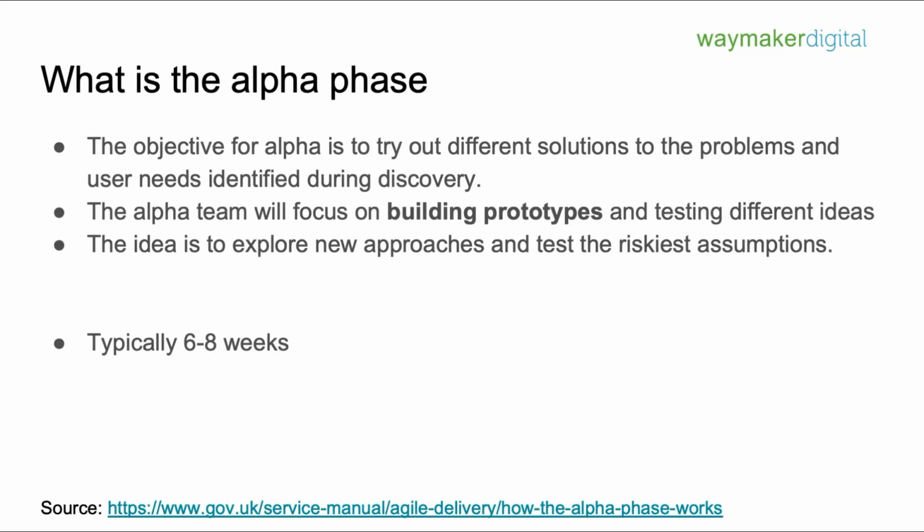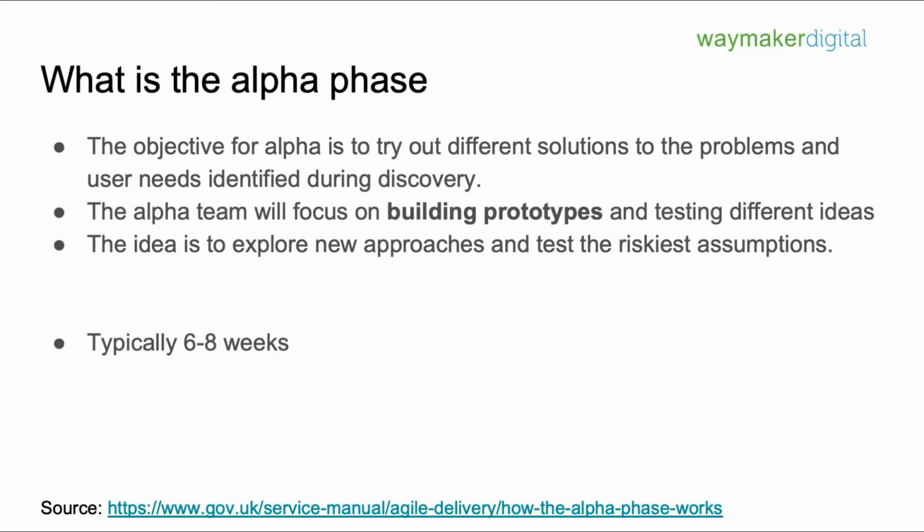So the idea is to create, you can even create smaller prototypes. You don't have to create a prototype for the entire wider journey. You could just focus on one part of the problem, maybe just the most difficult or the riskiest part, and you just want to address that first. The idea behind that is that it will let the team do the minimum that is needed in order to test the riskiest assumptions. Typically, alpha takes about 6 to 8 weeks.